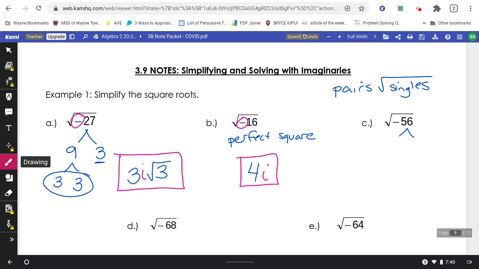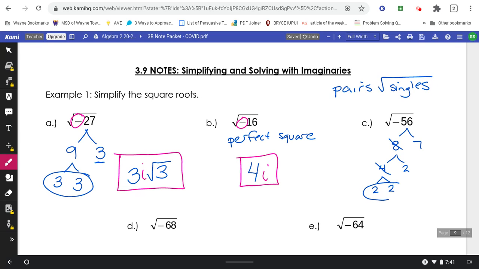Part C, take 56 and break it into two things that multiply. I'm going to do 8 times 7. 7 is a prime number, so that's done. I'm going to break up 8 into 4 times 2. Then break up 4 into 2 times 2. Remember, we don't want to look at any of the numbers that have already been broken down. So the 4 and the 8 are no longer useful to us.